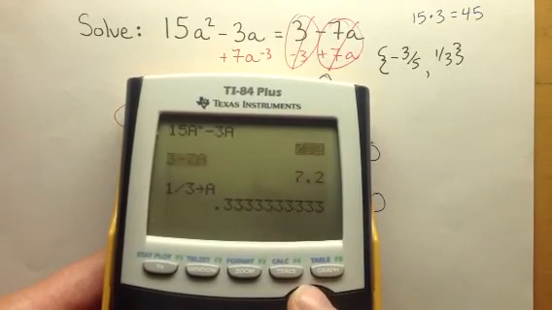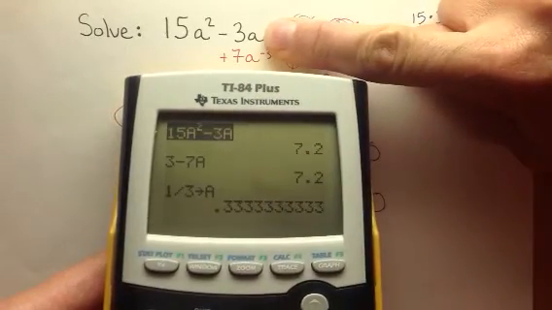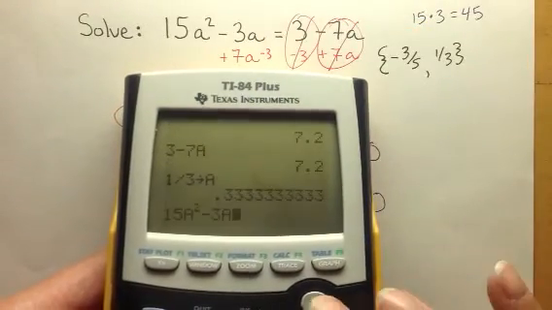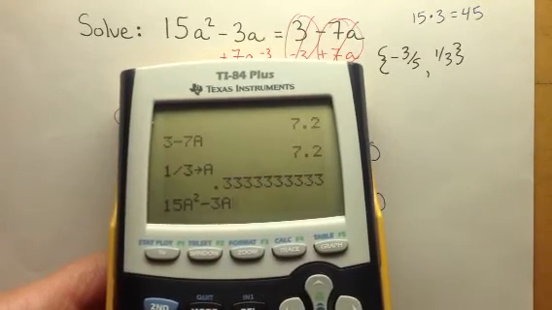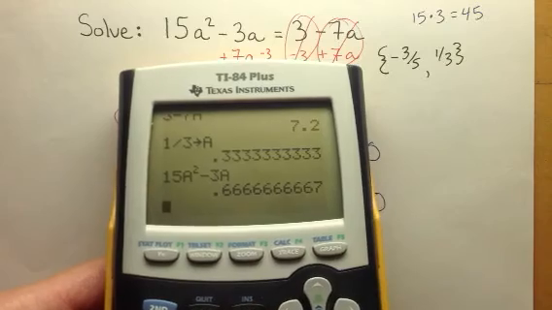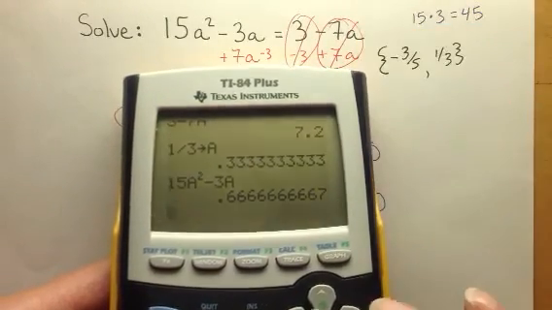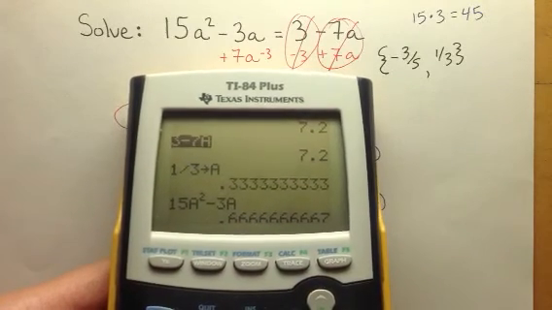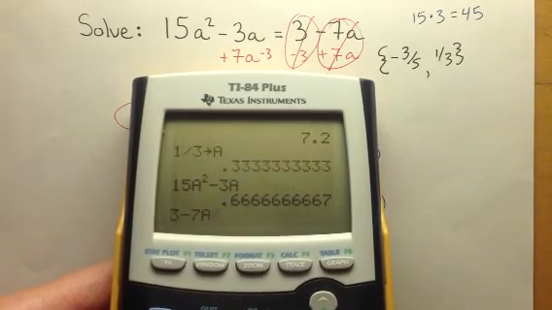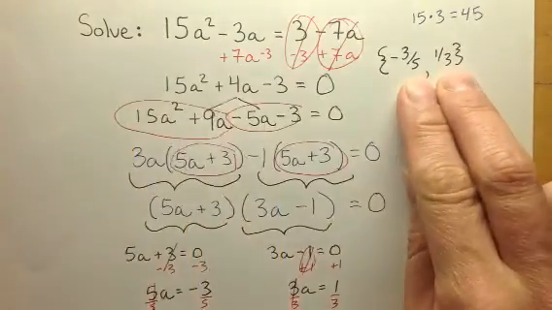And let's go up and pull these. 15a squared minus 3a was the left side. So if I hit enter, it just retypes it for me. It's like copy and paste. Okay, I got 0.6 repeating, and now I'm going to enter the right side, which I can actually go up here. Oh, there it is, 3 minus 7a. Enter, enter. Yep, the two sides were equal, so these were my two solutions.